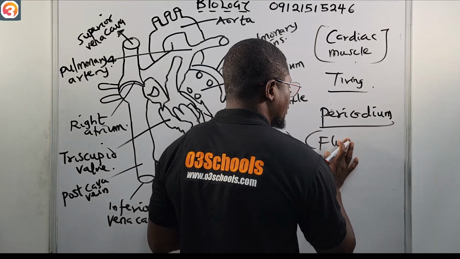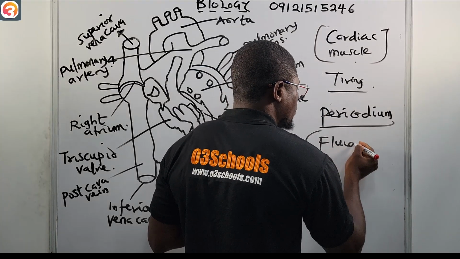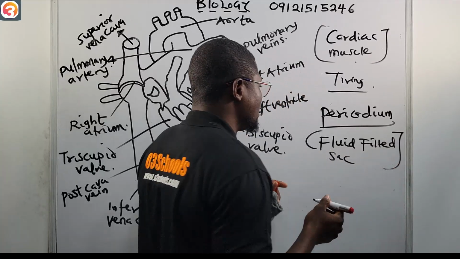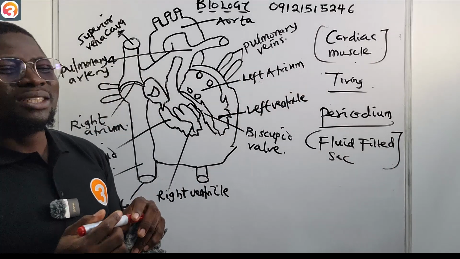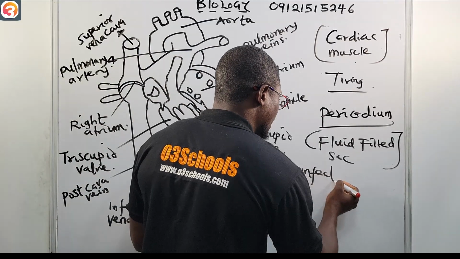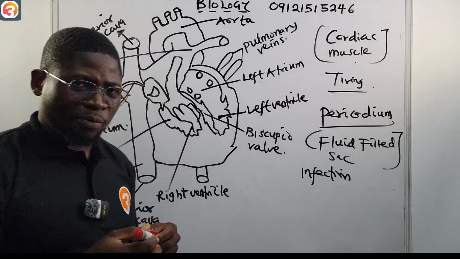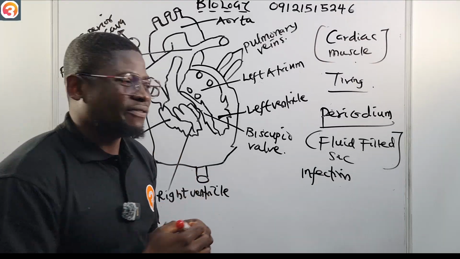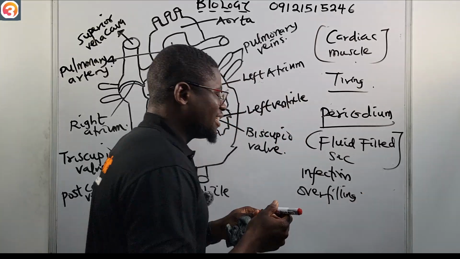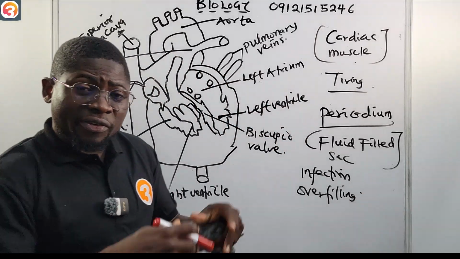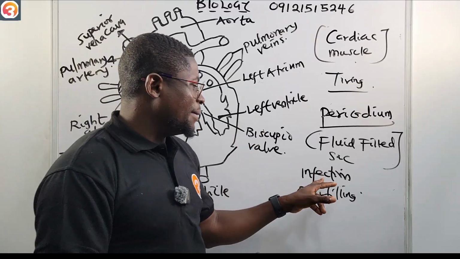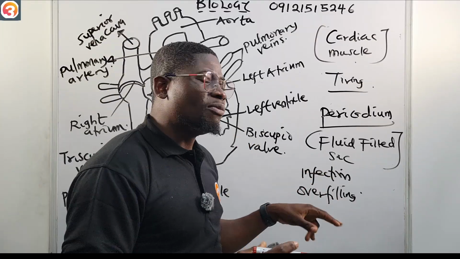Fluid. F-L-U-I-D. It is a fluid-filled sac that protects the heart from infection. What's more, it prevents the heart from overfilling. Overfilling with what? Overfilling with blood. So it protects the heart from infection, and it prevents the heart from overfilling with blood.